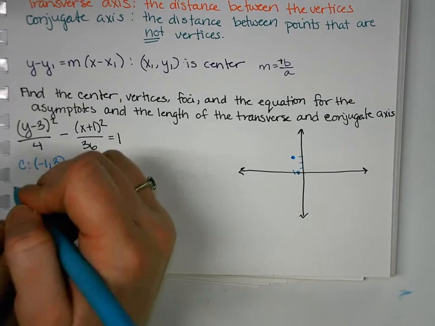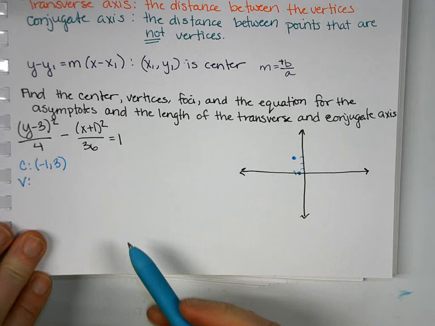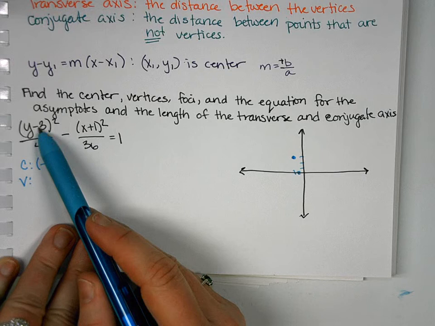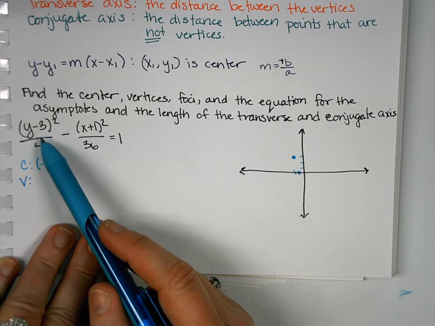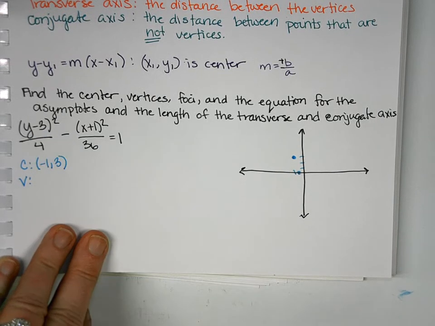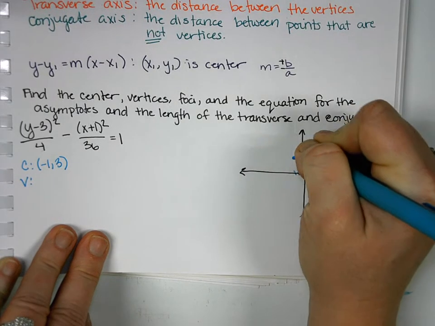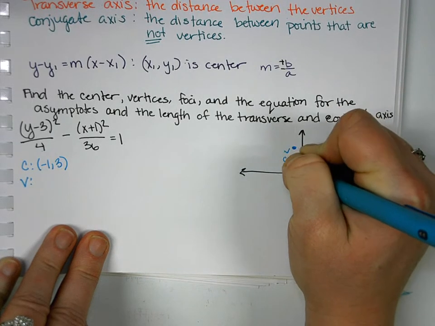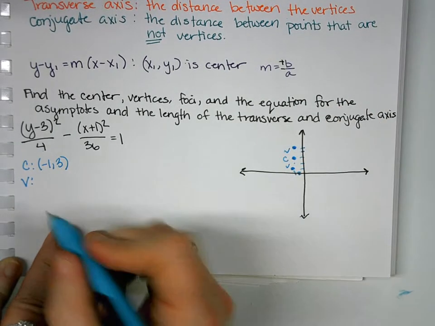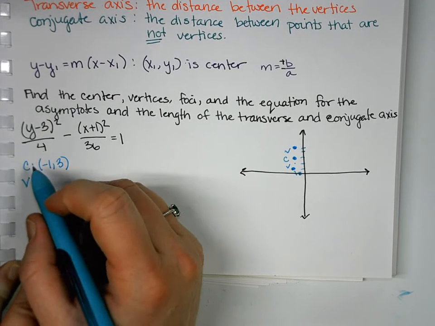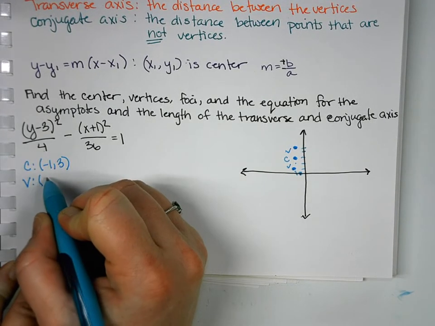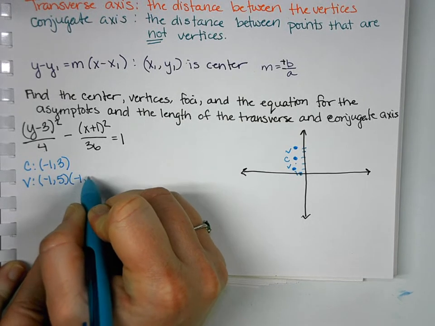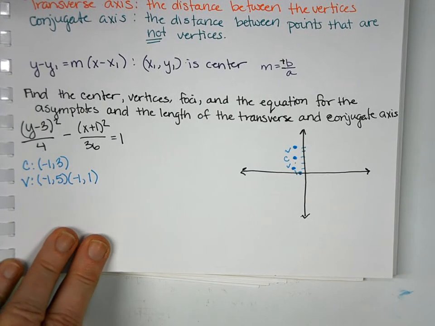My vertices, so because y is first, I know that my vertices are going to be going vertically. If x was first, they'd be going horizontally. So from here, I'm going to go up 2. So here's center, here's a vertex, down 2, here's another vertex. So that's going to be at (-1, 5) and (-1, 1). Those would be my two vertices.